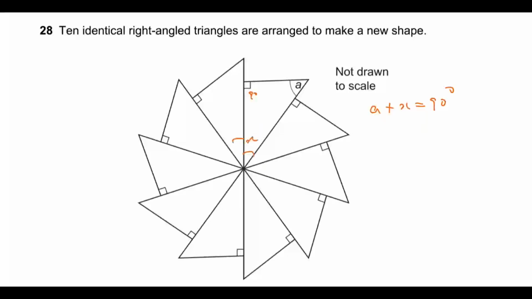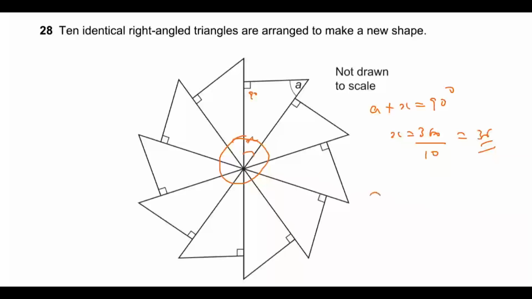So we know that the sum of angles at a point is 360 degrees. So that means each of these, they are identical. So the angles are equal. So I can say that this X will be equal to 360 divided by 10. So X will be equal to 36.